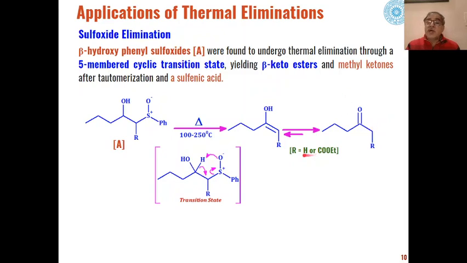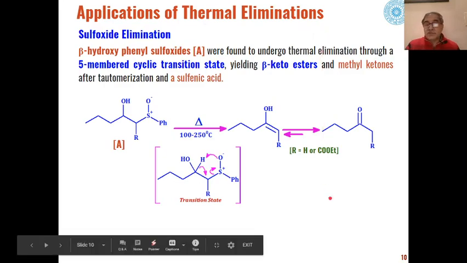So if this R is hydrogen, we will get ketones as the product, and if this R is ester, we will get beta keto esters as the product. So this is how we can get ketones or beta keto esters from beta-hydroxyphenyl sulfoxides through syn elimination or thermal elimination reactions.